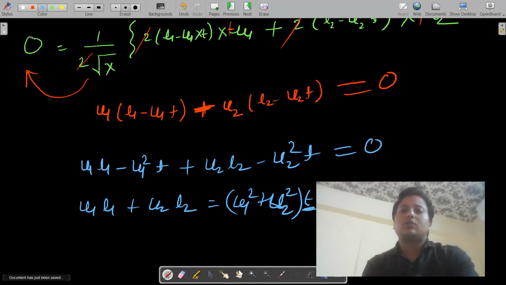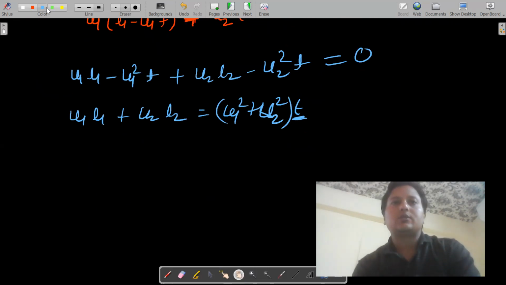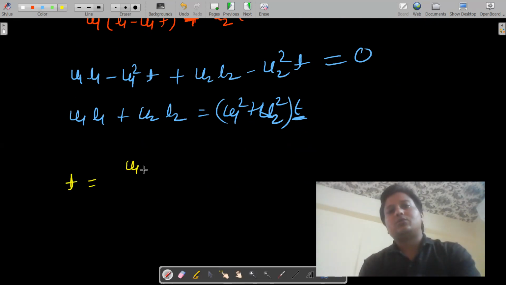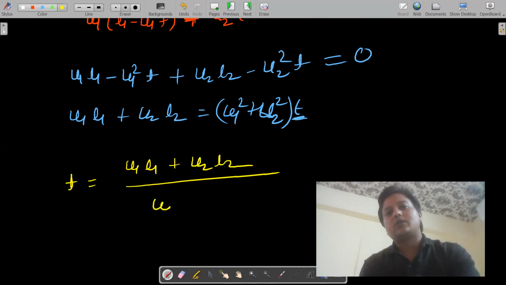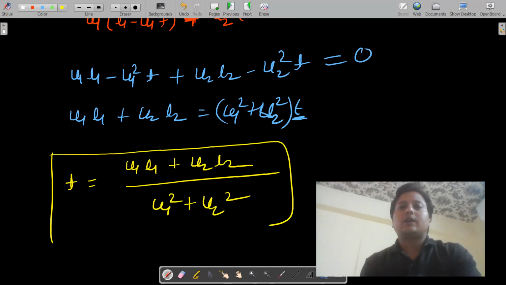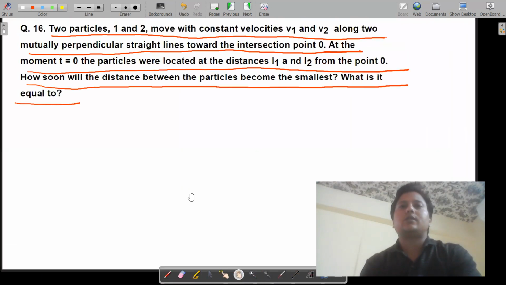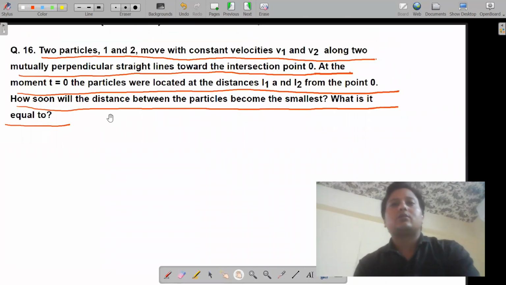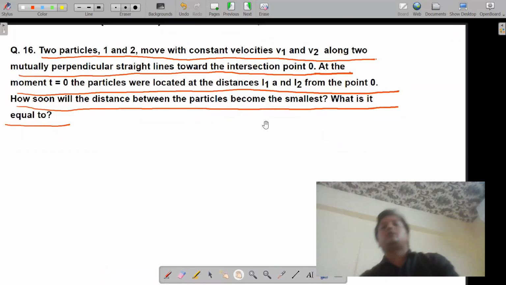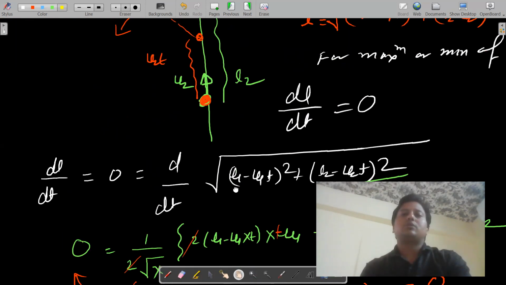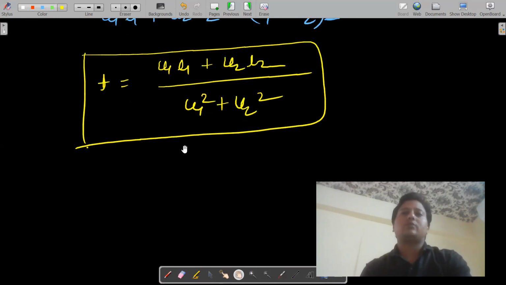So the required t comes out to be (u1L1 plus u2L2) divided by (u1 square plus u2 square). At this time we can say that the separation between the particles is the smallest, and we have to put this value to find what it is equal to.